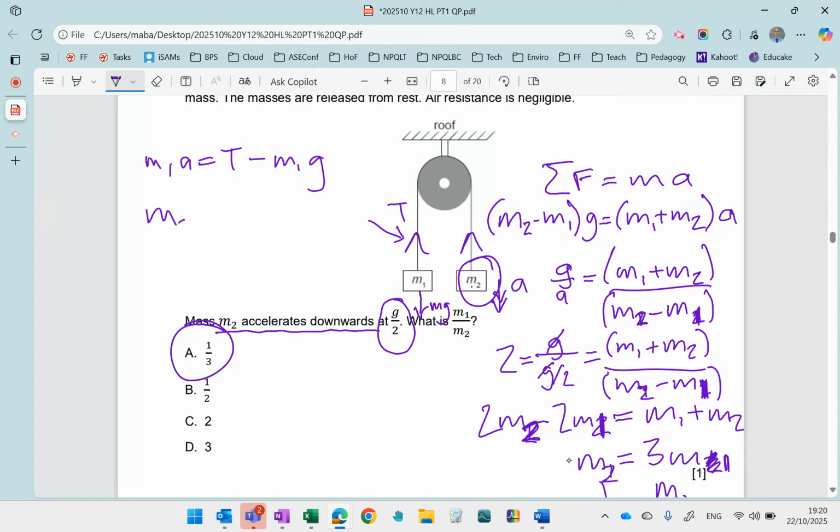So we've got M2A. Okay, but now the tension's bigger, so it's going to be M2G. Sorry, now the weight's bigger than the tension, so it's going to be M2G minus T. All right, and then you're going to rearrange for T. So I'm going to call this equation 1 and equation 2. Okay, rearrange for T, so M2A minus M2G, like that.